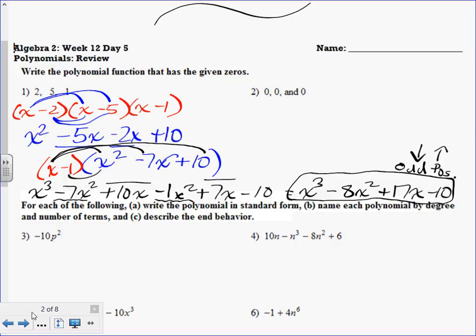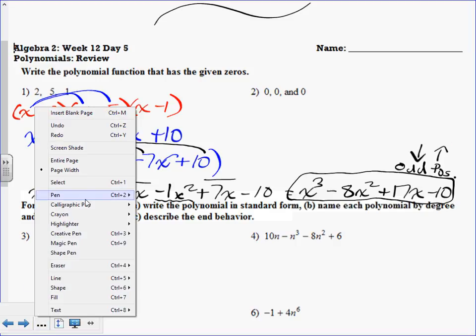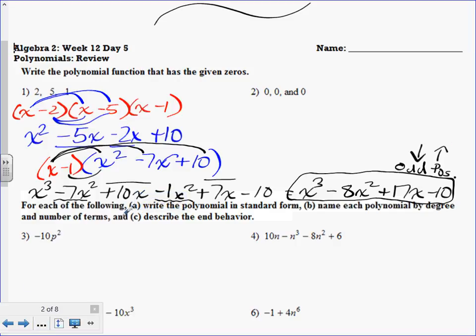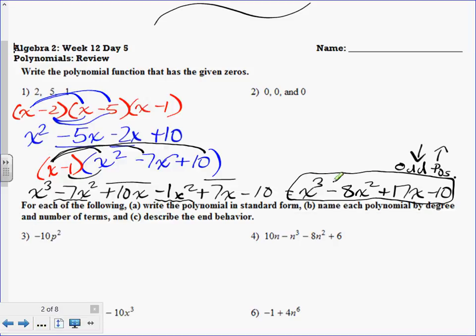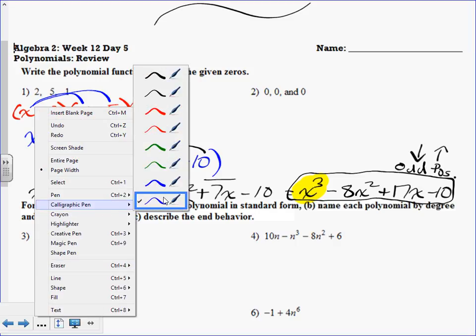Questions on 1? We've got to put the degree in there. Why is it positive? I'm looking at the lead term here, which is the term with the highest exponent. So that's this one. I can see that the exponent is odd and the leading coefficient is positive. What's the leading coefficient here? 1. Yep. The invisible 1. There's no negative sign, so it is positive.